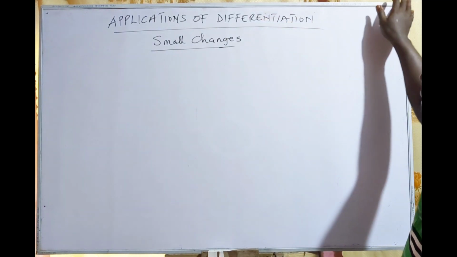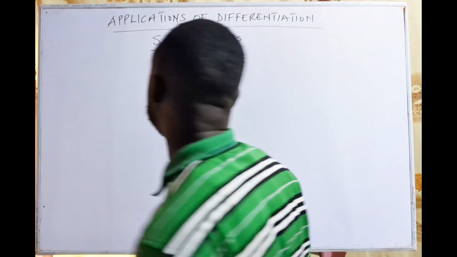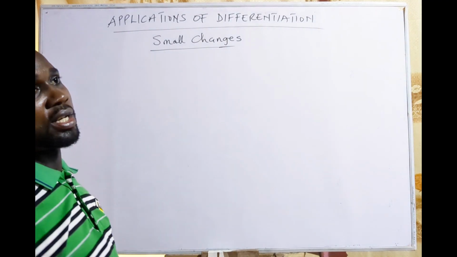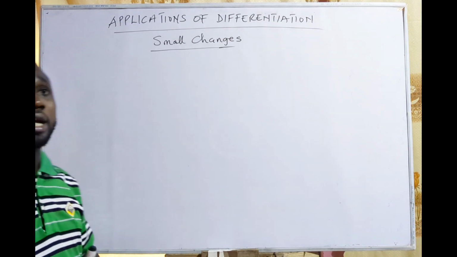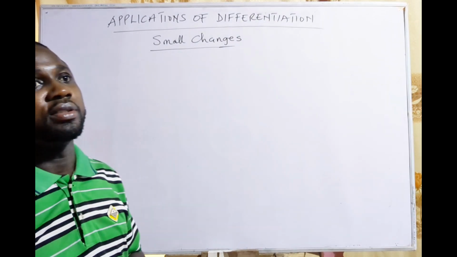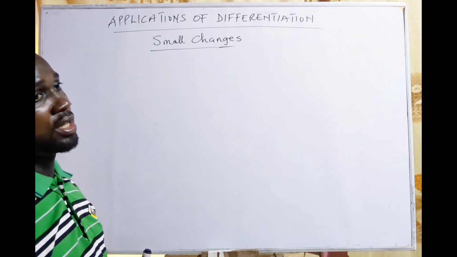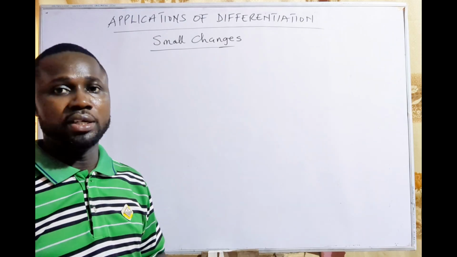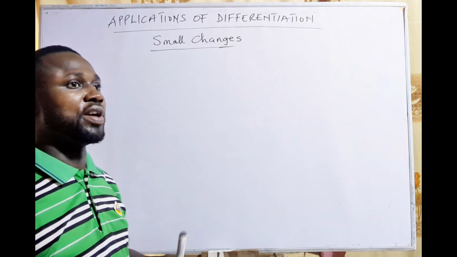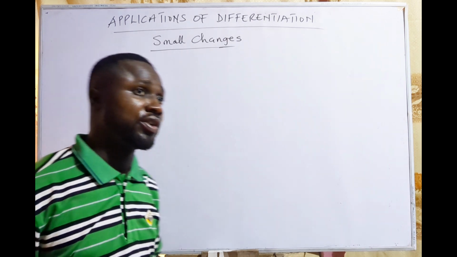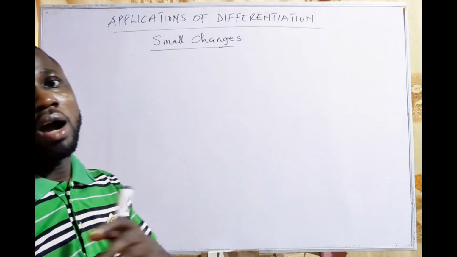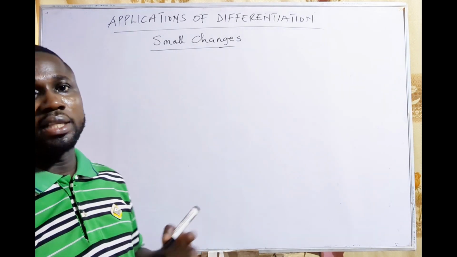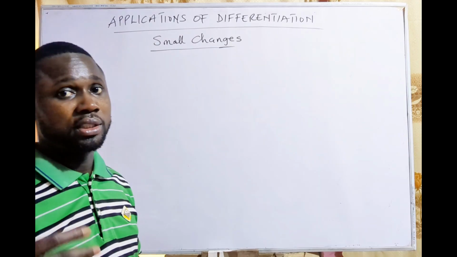Let's continue on application of differentiation, and today we are going to look at small changes. And with small changes, let's say if it's an area of a circle, and then let's say the radius of the circle changes, what effect does it have on the area of the circle? If the radius of the circle changes, how is the area also going to change? And the change can be either in percentage or in actual figure.